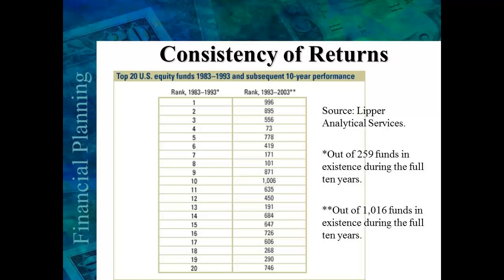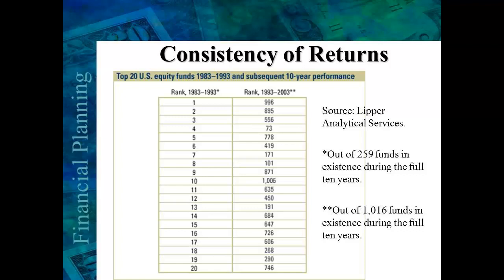The table on this slide shows how the top 20 U.S. equity funds over the 10-year period from 1983 to 1993 ranked in the subsequent 10-year period. Note that there were 259 funds in existence during the first 10 years. There were 1,016 funds in the second 10-year period.